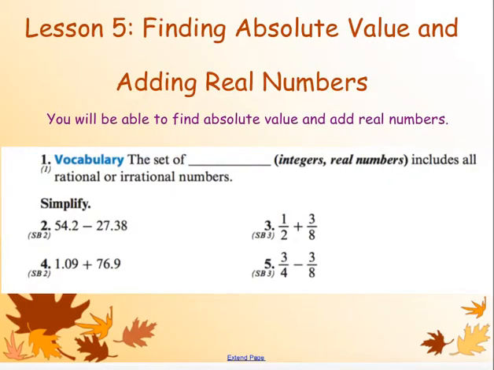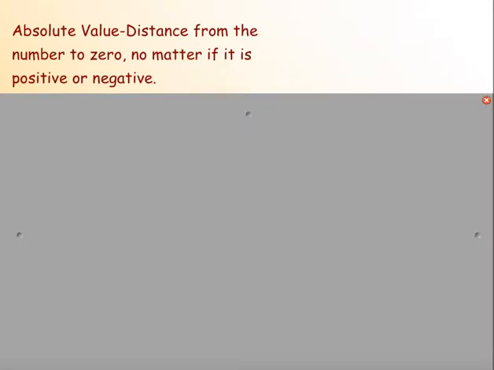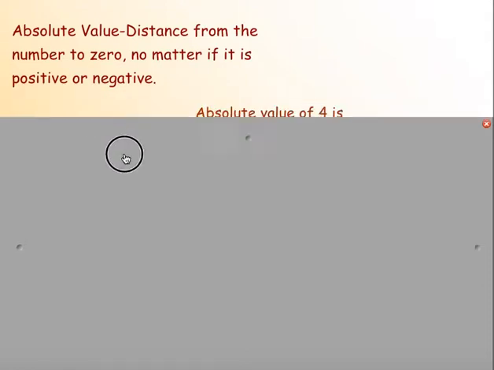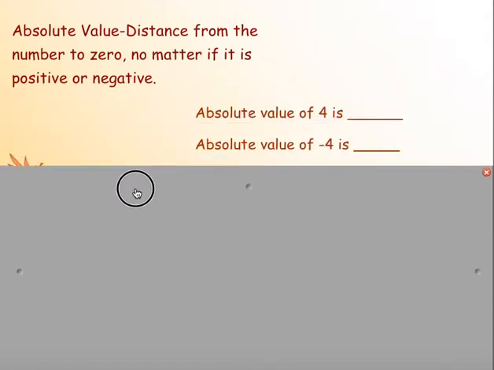Lesson 5 is also very quick and easy, finding absolute value and adding real numbers. So first off, absolute value is the distance from the number to 0, no matter if it's positive or negative. We are simply looking at how many units away from 0 is a number. So absolute value of 4. Remember that we see absolute value with two lines like this. Oops, sorry, that bottom line shouldn't be there.